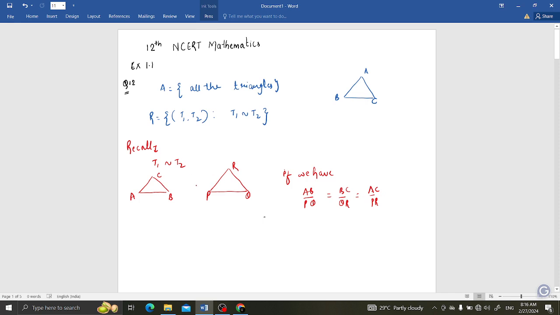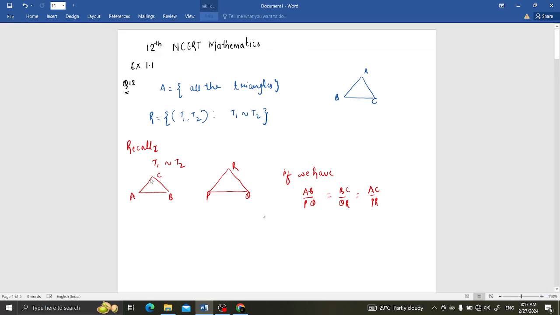It implies that we say two triangles are similar if their corresponding sides are proportional, or we can say corresponding angles are proportional. By both the things we can prove that triangles are similar. Okay, that is a concept. When two triangles are similar, then their sides are in proportion or their angles are in proportion.